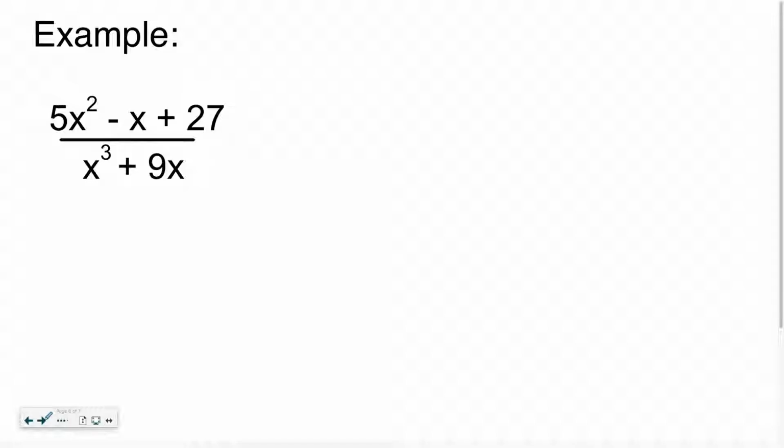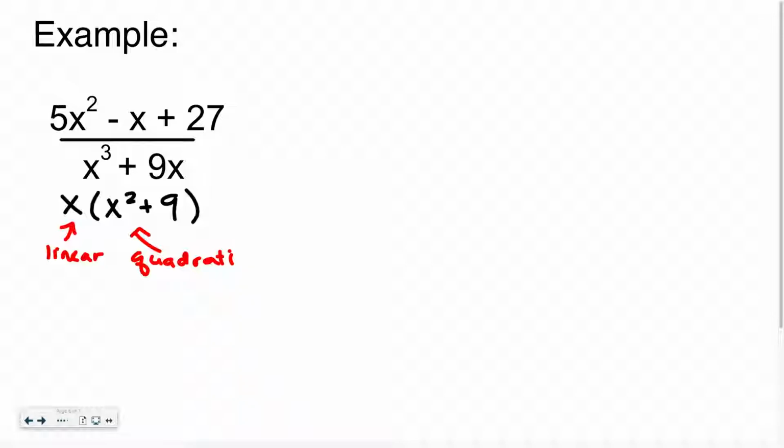Step 1, factor your denominator. Take out an x. You're left with x squared plus 9. Does not factor. x plus 3 times x plus 3 is x squared plus 6x plus 9. And then it's not a difference of perfect squares, so this does not factor. So now you can see I have one linear factor, and I have one factor that is quadratic.